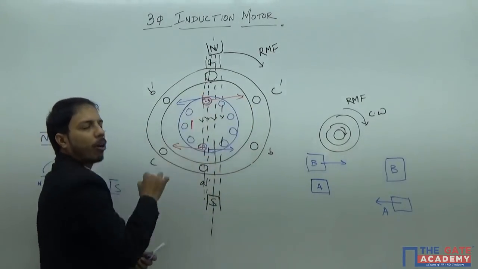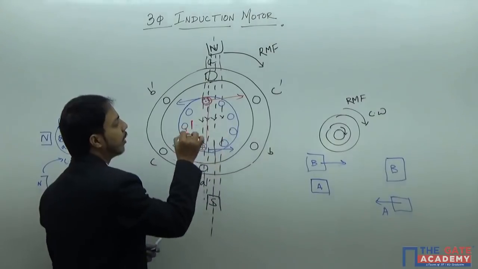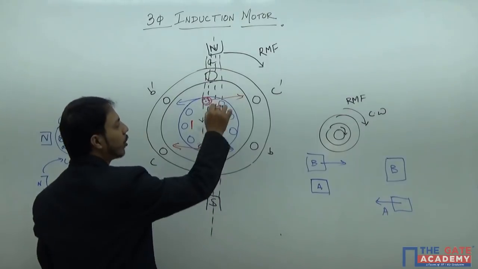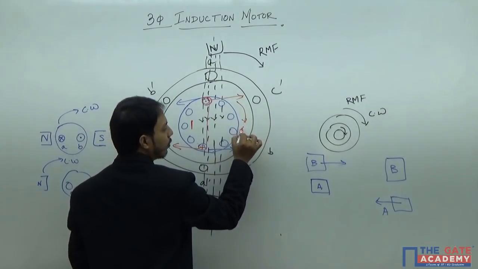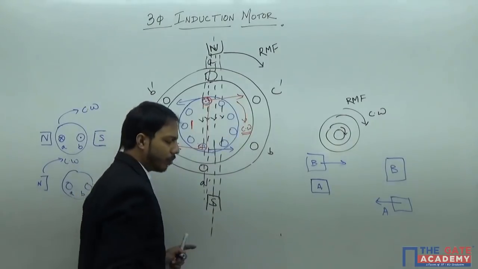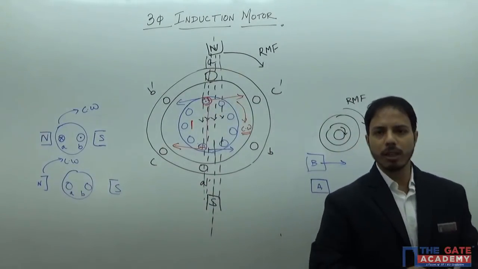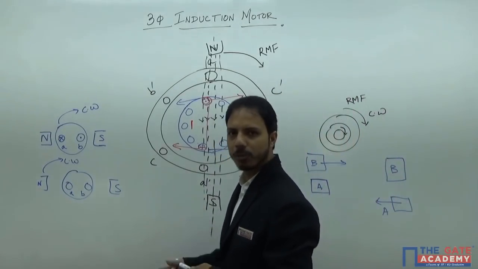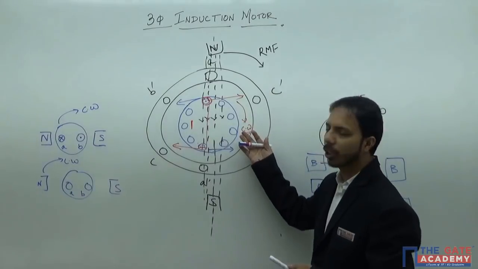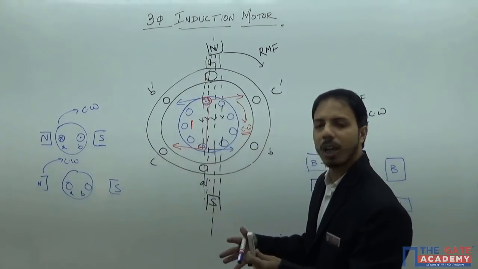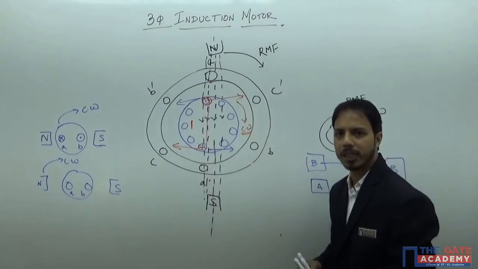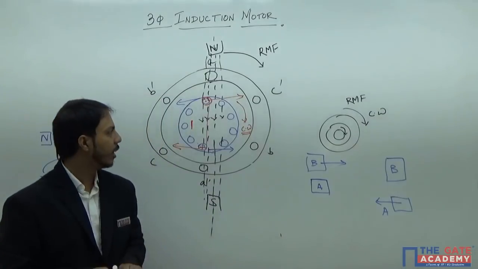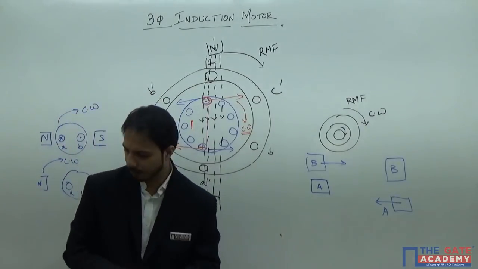So two equal and opposite forces are exerted at a distance, so torque will be produced. And you see, this torque is clockwise, so the rotor will start rotating clockwise. Hence we can prove, by our laws and conventions, that the rotor of the induction motor will rotate clockwise, or in other words, it will rotate along the direction of the rotating magnetic field. So this is the working principle of the three-phase induction motor.